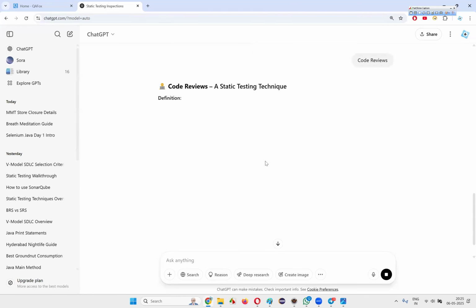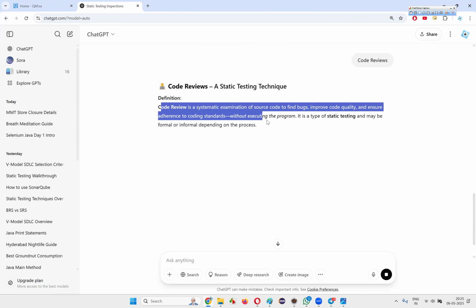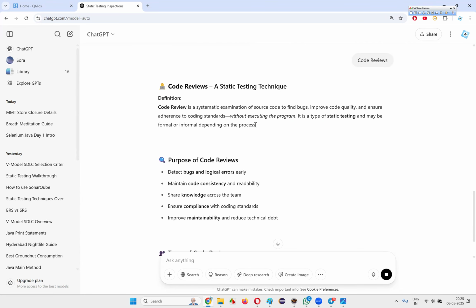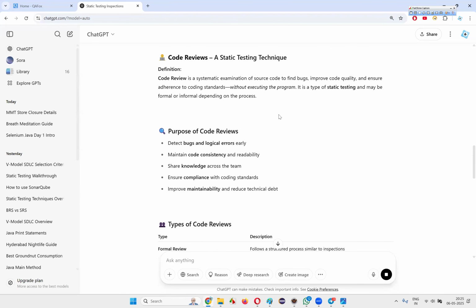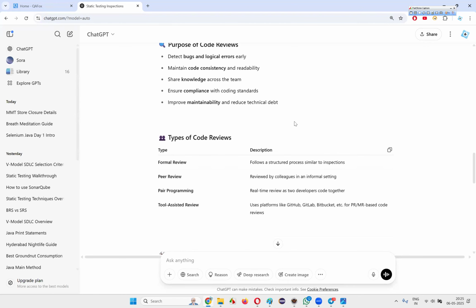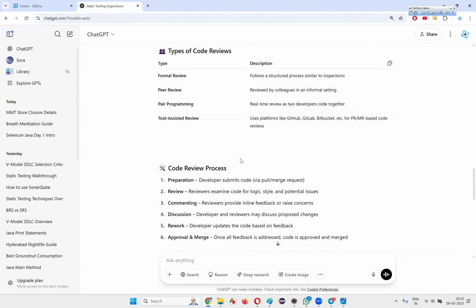Another static testing technique is code reviews. A code review is a systematic examination of source code to find bugs, improve code quality, and ensure adherence to coding standards without executing the program. The purpose of code reviews is to detect bugs and logical errors early. A code review is nothing but someone reviewing your code, right? Different types of code reviews will be there: peer reviews, pair programming, formal review, tool-assisted review.